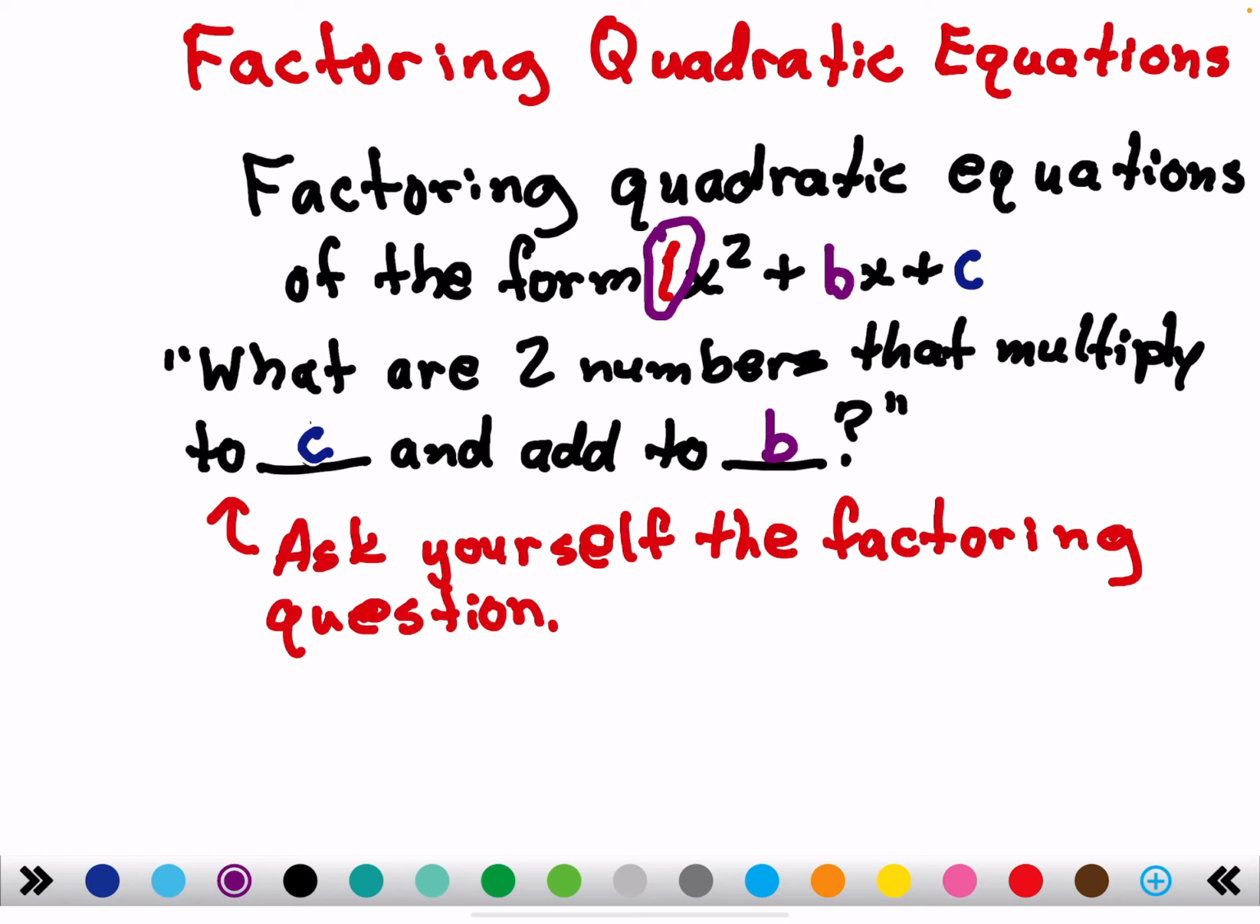So again, that question is, what are two numbers that multiply to c and add to b? You're looking for two factors of c, including different combinations of signs, that will add to the middle coefficient b.